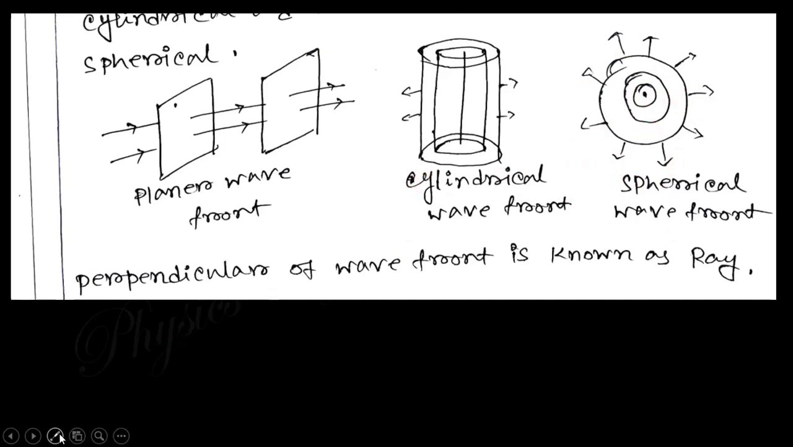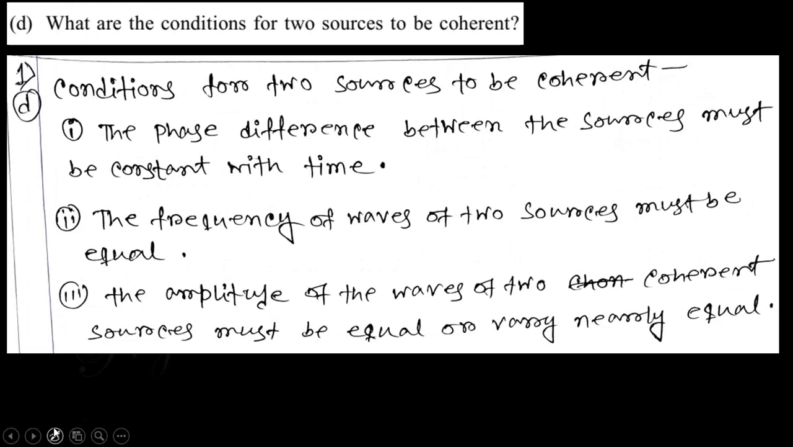This is for the point source, this is for the line source, and this is for the infinite source, that means a source at an infinite distance. Then this type of planar wavefront is formed, cylindrical wavefront is formed, and spherical wavefront is formed, right? Go to the next one.